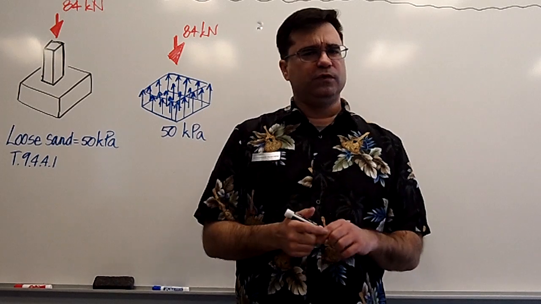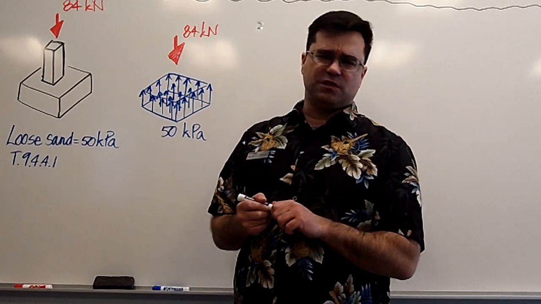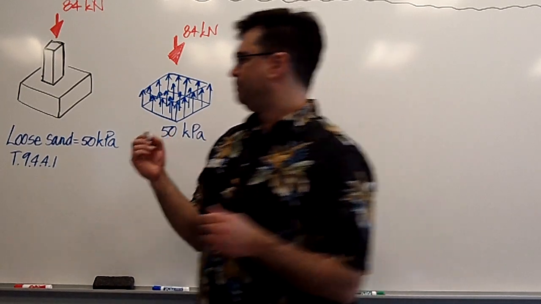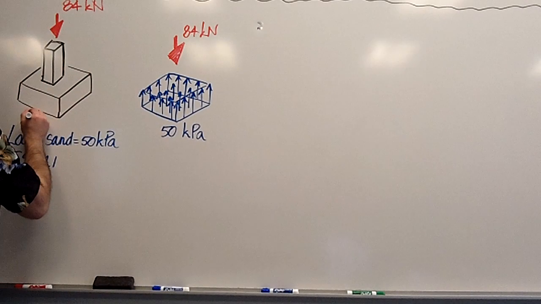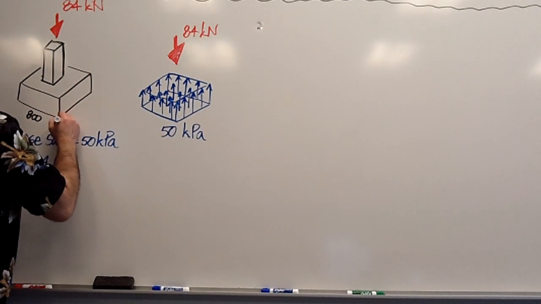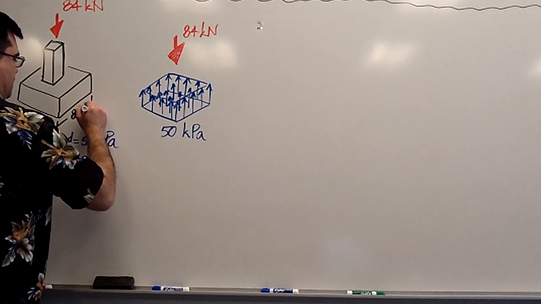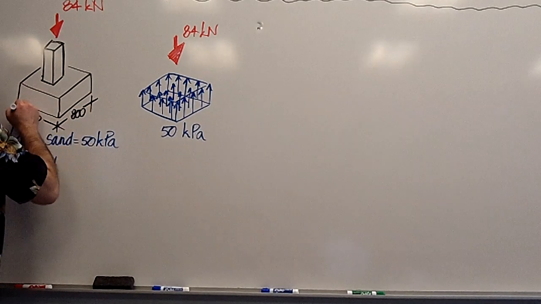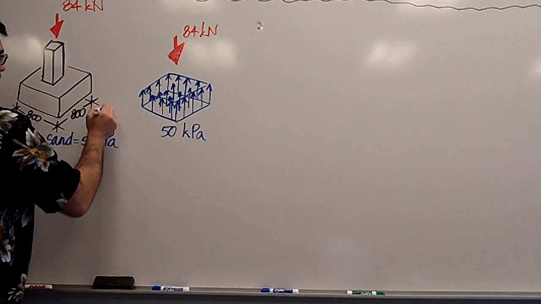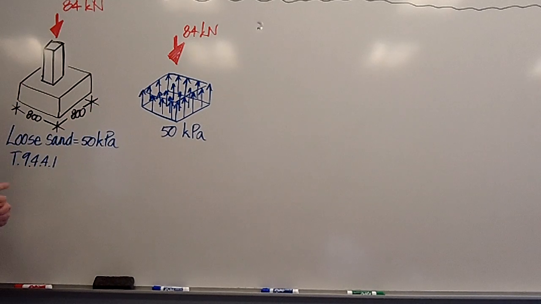I'm going to let you know that we've decided that the dimensions of this pad footing is 800 millimeters by 800 millimeters. Just like that. 800 millimeters square, 800 millimeters on side. This pad footing is sitting on loose sand.